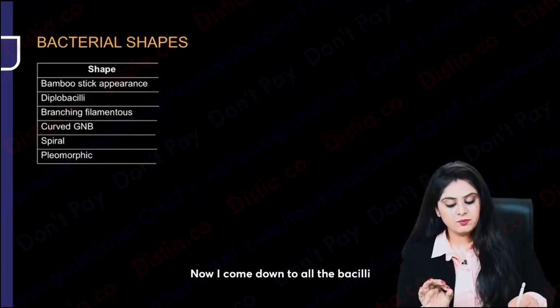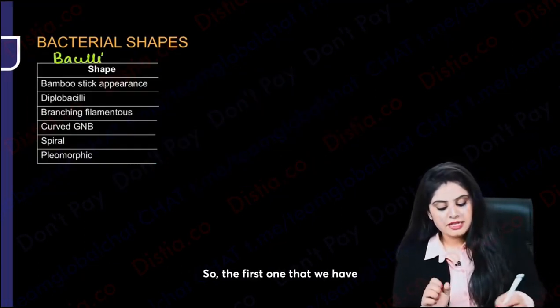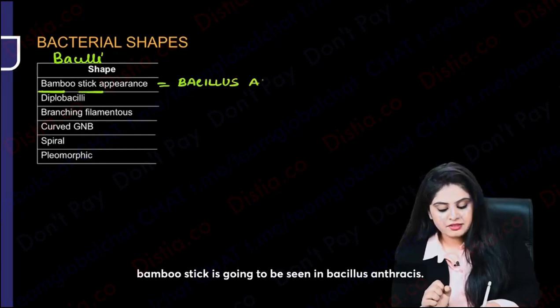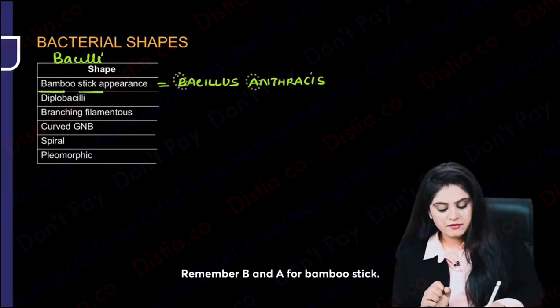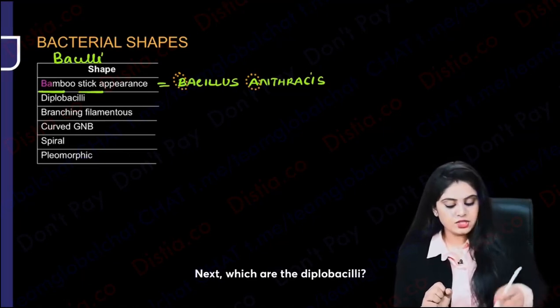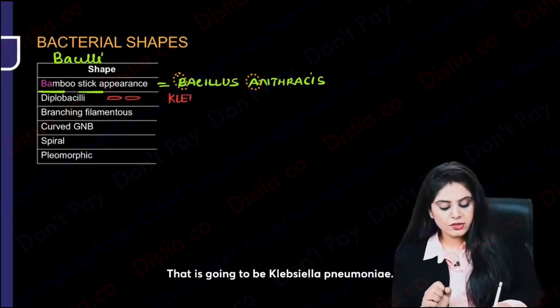Now I come down to all the bacilli that you have to know. So the first one that we have is the bamboo stick appearance. Please note, bamboo stick is going to be seen in Bacillus anthracis. Remember B and A for bamboo stick. Next, which are the diplobacilli, the two bacilli that are going to be together? That is going to be Klebsiella pneumoniae.